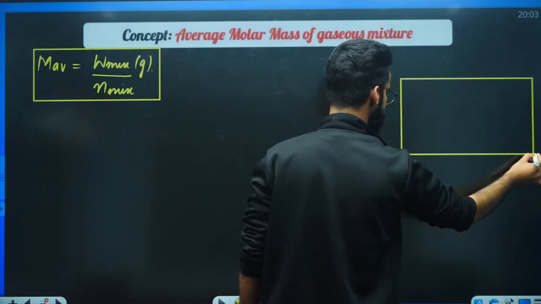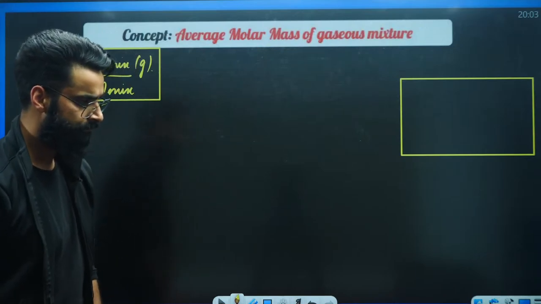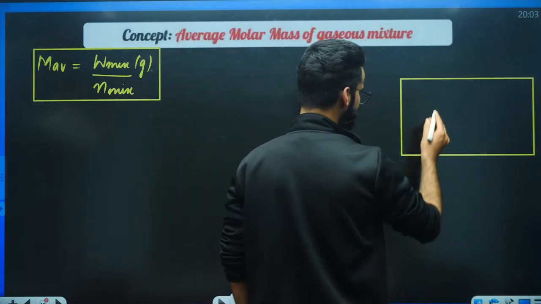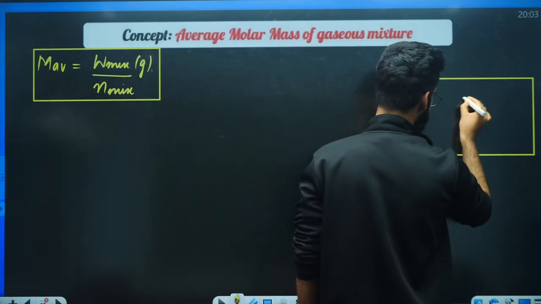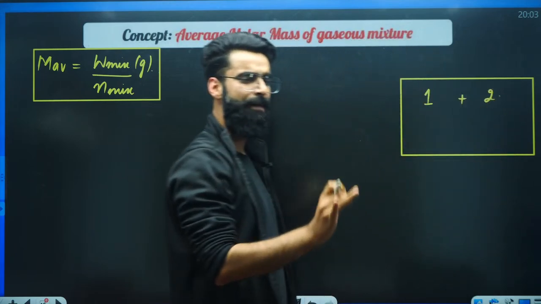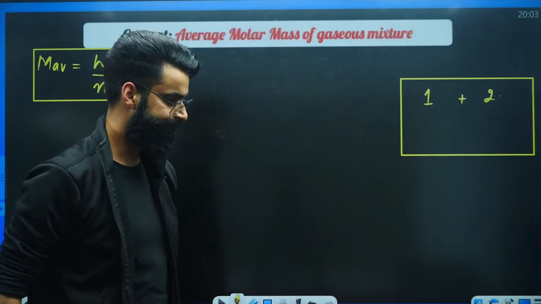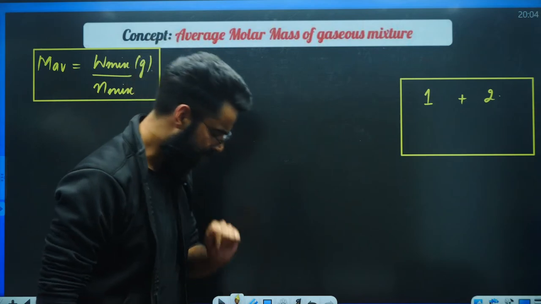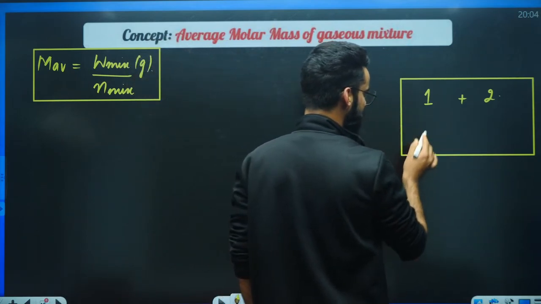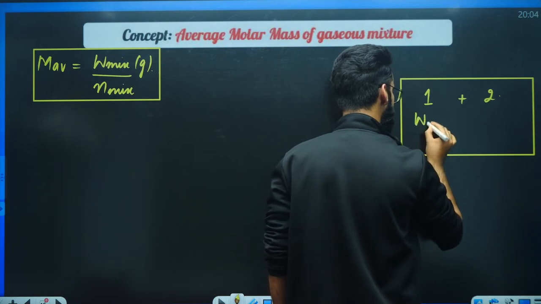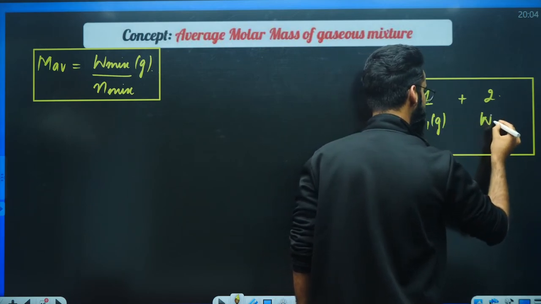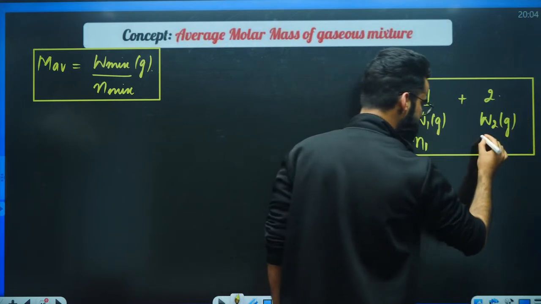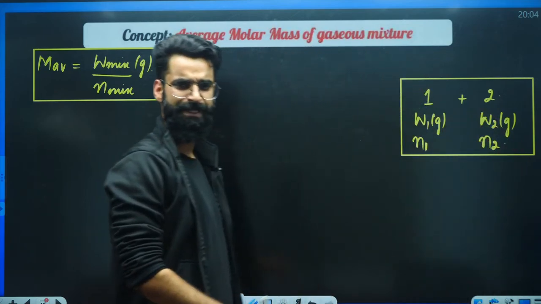See the other results. For example, this is one closed container, a container which is closed on all the sides. Let's assume this container contains two chemically non-reacting gases, gas 1 and gas 2. Now let's assume the mass of gas 1 in the container is W1 grams, the mass of gas 2 in the container is W2 grams. Let's assume the moles of gas 1 in the container is N1, the moles of gas 2 present in the container is N2.